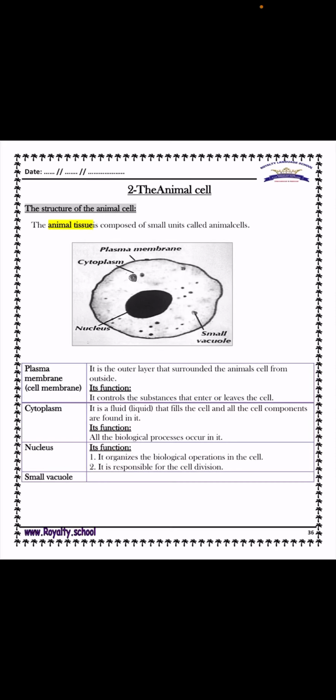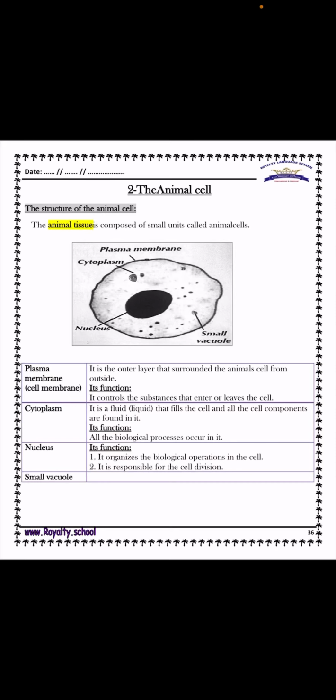The animal cell. Animal cell tissue is composed of small units called animal cells. The animal cell consists of plasma membrane. The animal cell doesn't have a cell wall, so it doesn't have a definite shape. Plasma membrane is the outer layer that surrounds the animal cell. Cytoplasm is a fluid or liquid in which all biological processes happen. The nucleus organizes biological operations and is responsible for cell division. The nucleus has the same function in plant and animal cells.